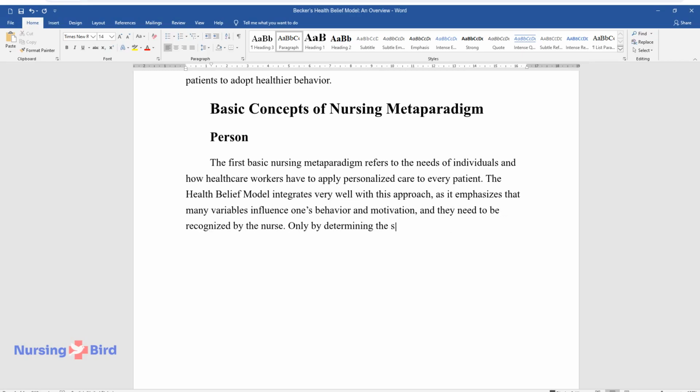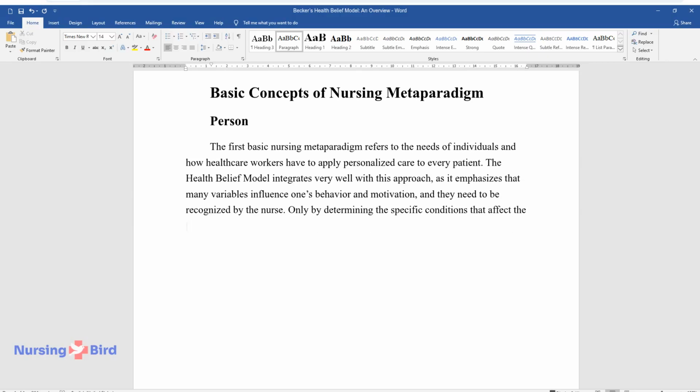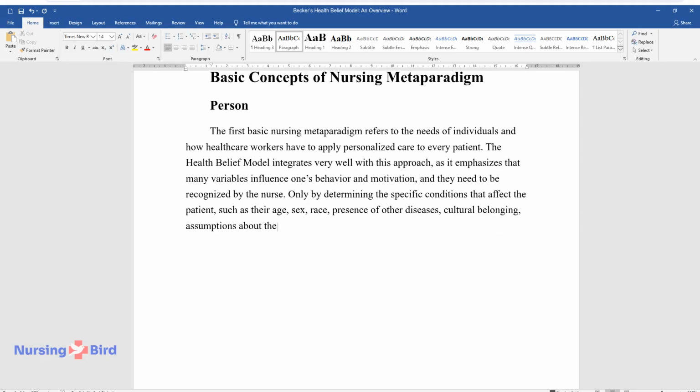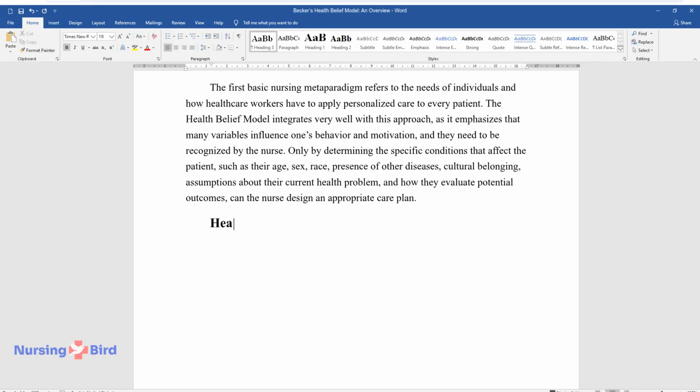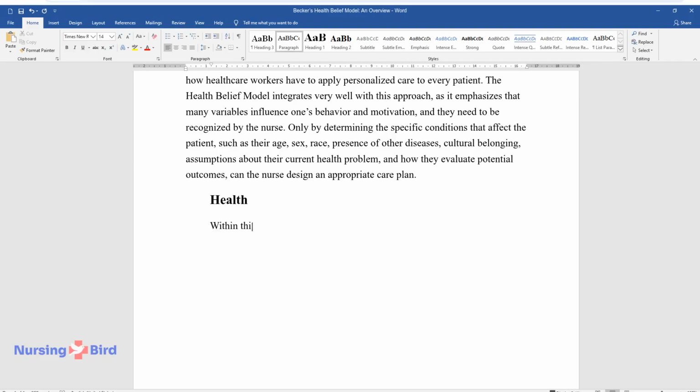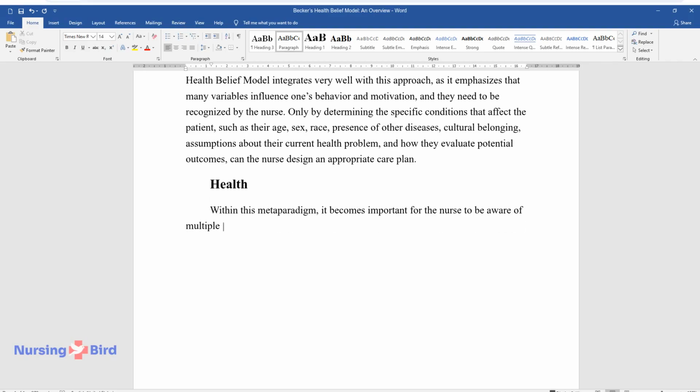Only by determining the specific conditions that affect the patient, such as their age, sex, race, presence of other diseases, cultural belonging, assumptions about their current health problem, and how they evaluate potential outcomes, can the nurse design an appropriate care plan. Health. Within this metaparadigm, it becomes important for the nurse to be aware of multiple aspects of care and how to administer it.